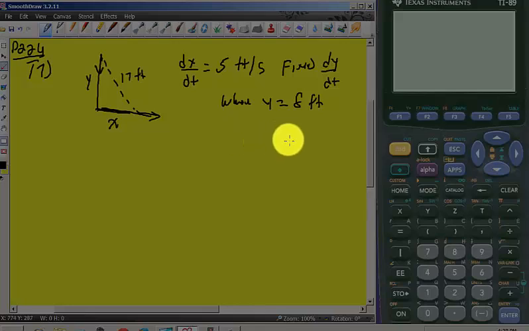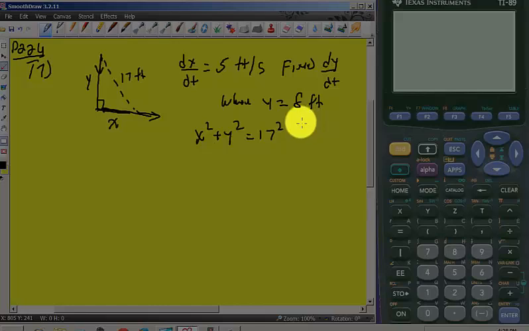So what kind of mathematical model can we use? Obviously this is going to be the Pythagorean theorem. x squared plus y squared is equal to 17 squared. We can put the 17 in because it's a constant, and we don't have to say x squared plus y squared is equal to r squared or anything like that. Right. We're going to take the derivative of this.